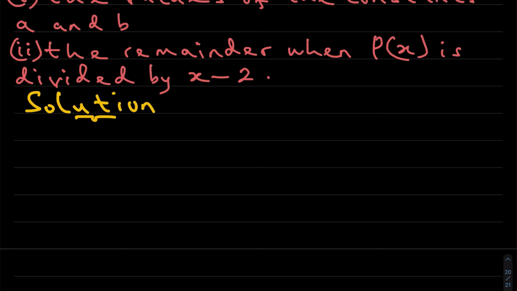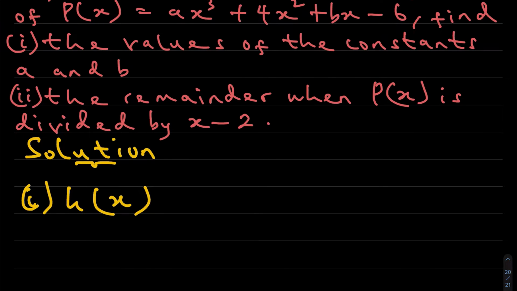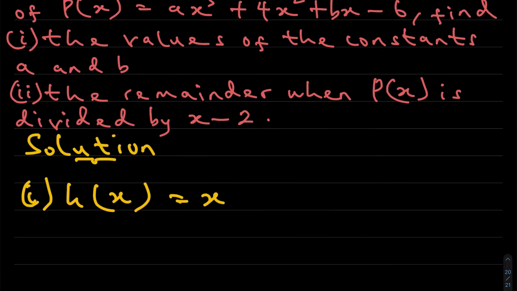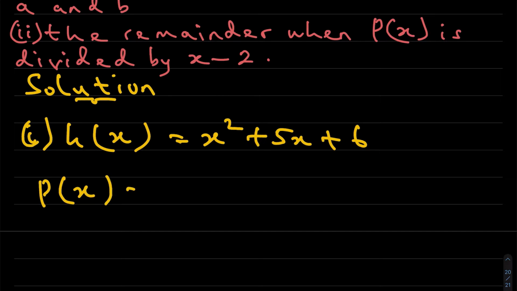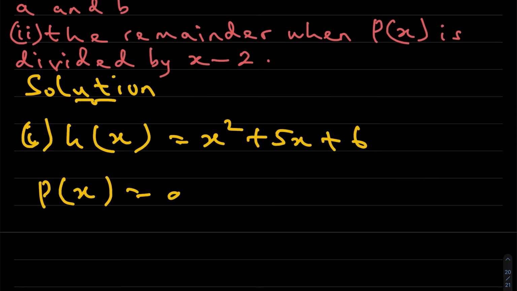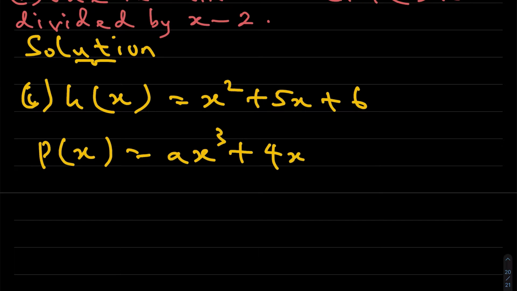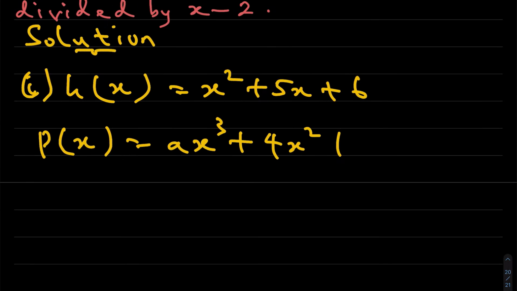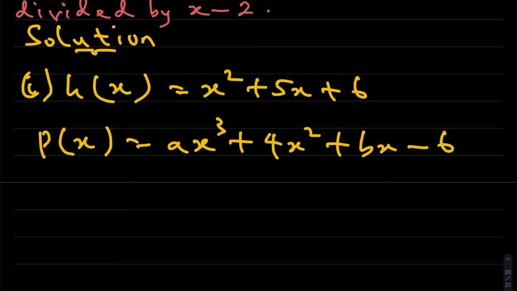Now h of x, this is the first one. h of x, Roman figure 1 is what we're doing first. h of x equals x squared plus 5x plus 6, and it is a factor of p of x, which is equal to ax cubed plus 4x squared plus bx minus 6. Now, if h of x is a factor of p of x, that simply means if we factorize h of x, the factors of h of x are also factors of p of x. So let me do that first.